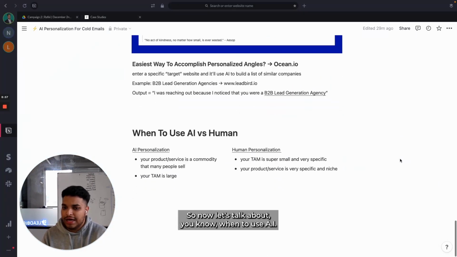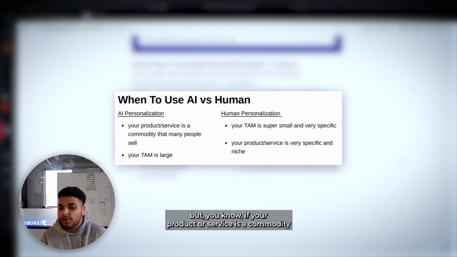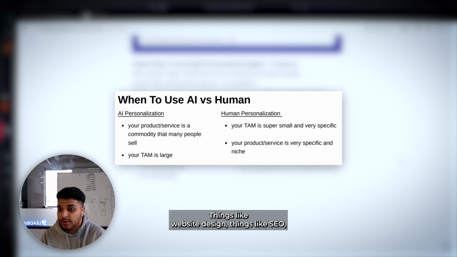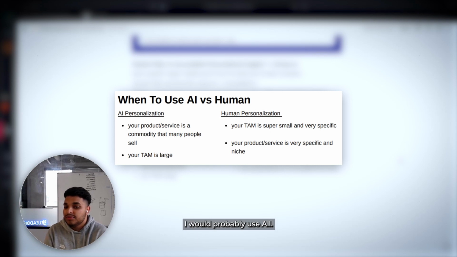So now let's talk about when to use AI and when to use a human. So I touched on this earlier, but if your product or service is a commodity that many people sell, you should be using AI personalization, right? Things like website design, things like SEO or Facebook ads, anything of that sort, I would probably use AI because you have a very large TAM.